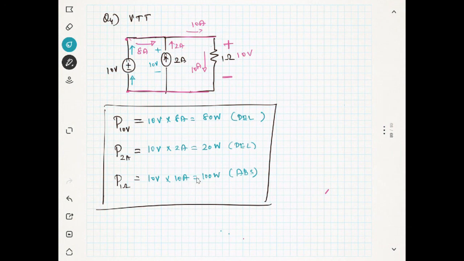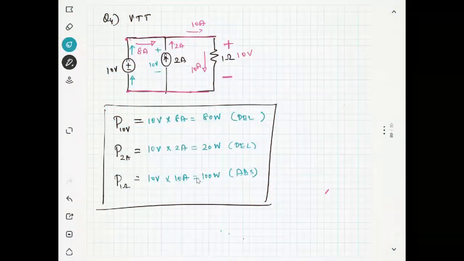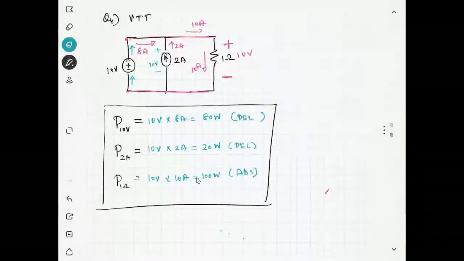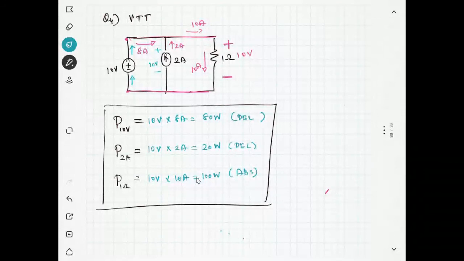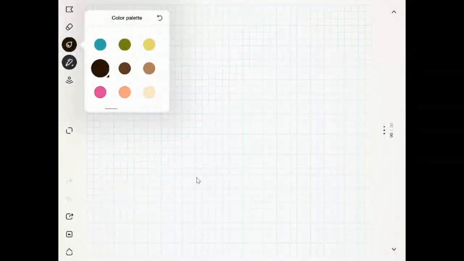But the capacitance and inductance sometimes may deliver, because if it has stored energy in the capacitance or inductor, then it can release the energy. It can deliver the power also sometimes. Okay, not always. We will see those examples later. Okay, next example we will see.